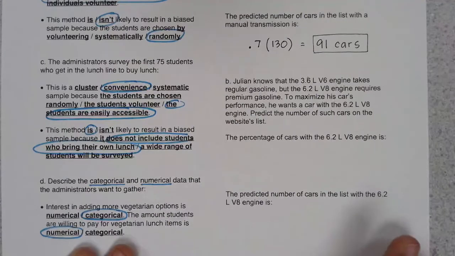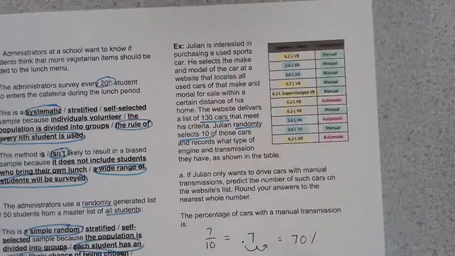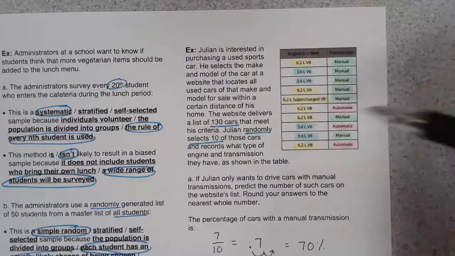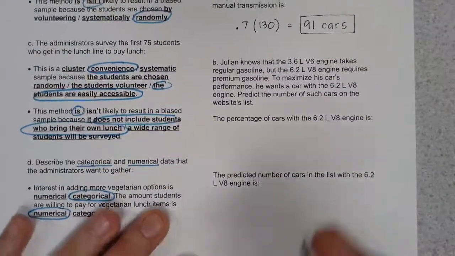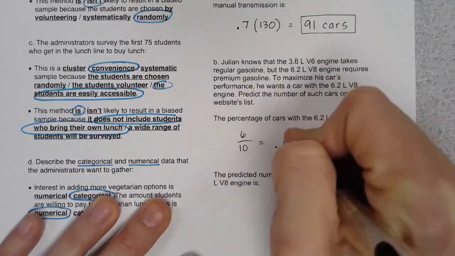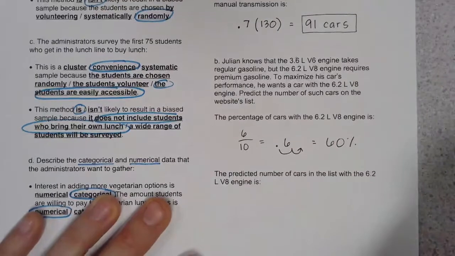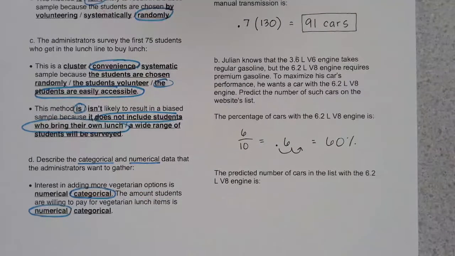And in the final example, it says that Julian knows that the V6 engine takes regular gasoline, but the V8 engine requires premium gasoline. And so it says that he wants to do V8. And so they want us to predict how many cars in the list have the 6.2 liter V8 engine. So we're going to look up on the list. So there's 1, 2, 3, 4, 5, 6. So on the list, there's 6 cars that meet that criteria. So to figure out that percentage, we'll do 6 divided by 10. Again, that would give us 0.6. And then to figure it out as a percent, we're going to move the decimal point 2 places to the right. So 60% would be the percentage of cars that meet that criteria.